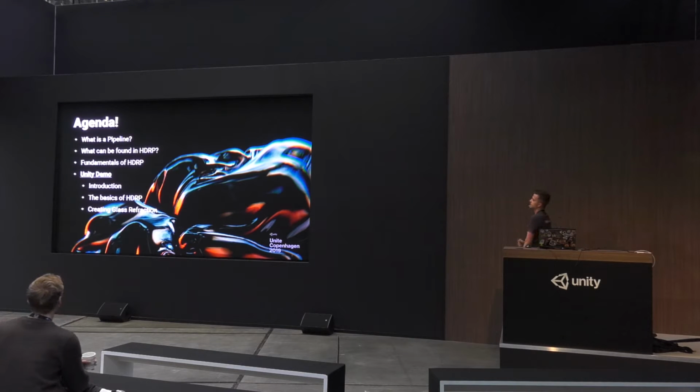But today's agenda, we're going to be looking at what is a pipeline and what can be found in the high-definition render pipeline, the fundamentals of HDRP, and then we'll do a Unity demo with an introduction, the basics of it, and then we'll create a refracting glass material, which was notoriously difficult a few years ago to achieve, but now can be very easy with the pipeline.